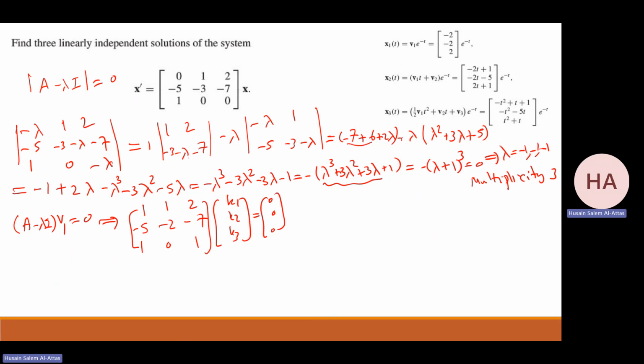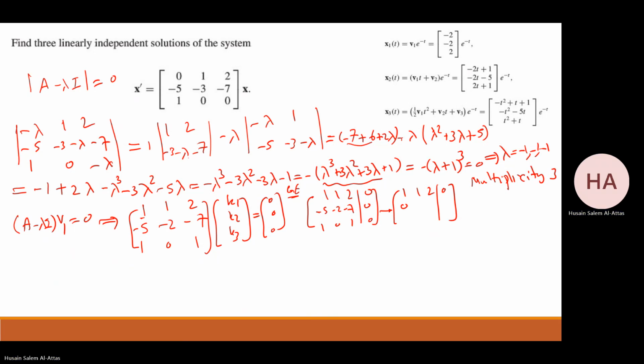I need to deal with this system. Try to manipulate it the right way. You know what? I can do it by Gauss elimination. I think Gauss elimination will help, especially since I have 1 here, so that will make the calculation easier. 1, 1, 2, 0. Minus 5, minus 2, minus 7, 0. 1, 0, 1, 0. So multiply by 5 the first row and add it to the second row.